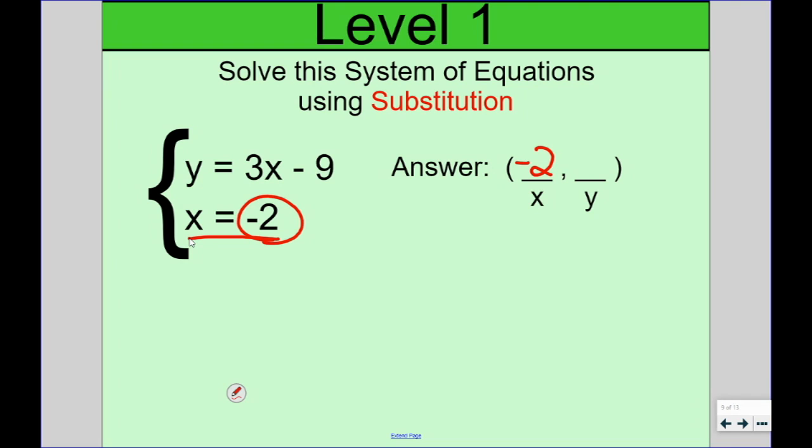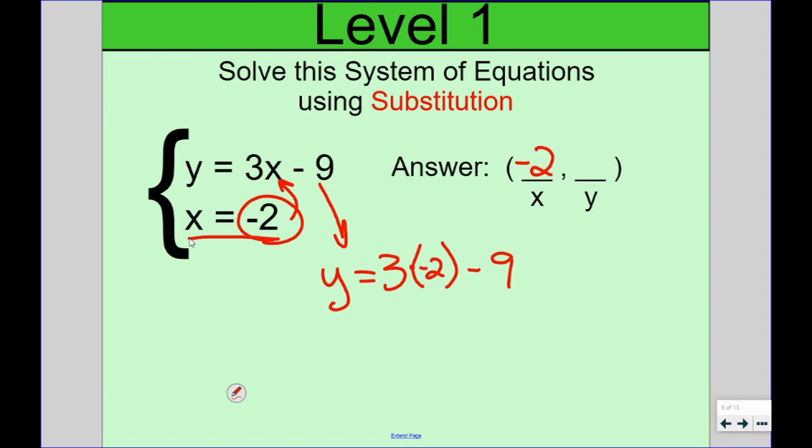And we're going to use substitution and substitute what we know about x. We're going to substitute it into the other equation where we have an x. So now I'm going to rewrite this first equation. I'm going to rewrite it, instead of my y, I do not know what y is. Y equals 3 times, what did we say that x was? I'm going to use parentheses so this negative doesn't confuse us. We know we're multiplying. 3 times -2 minus 9.